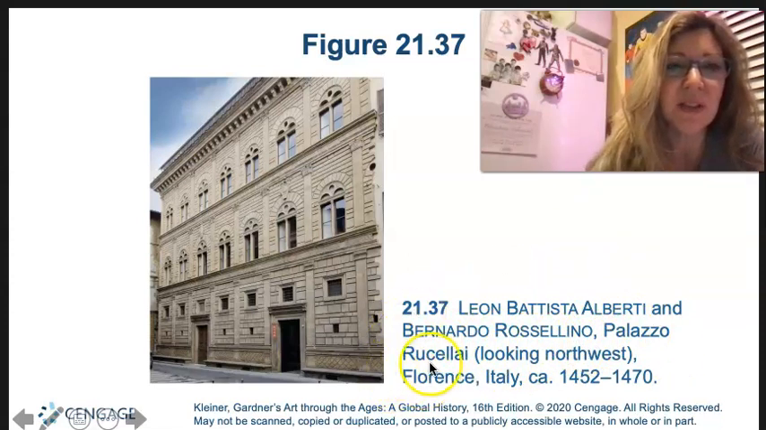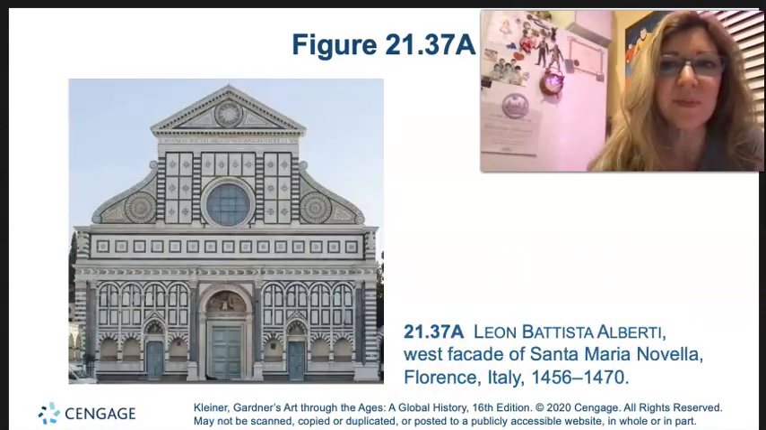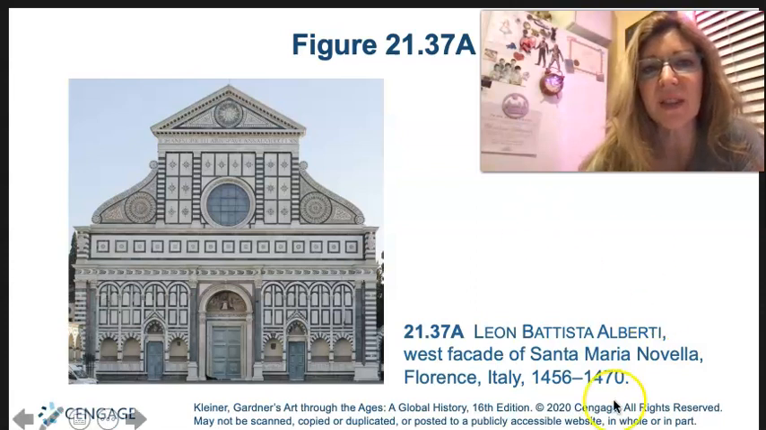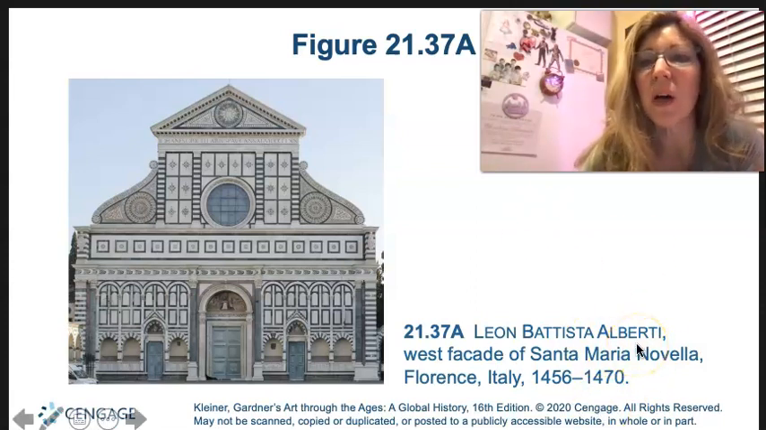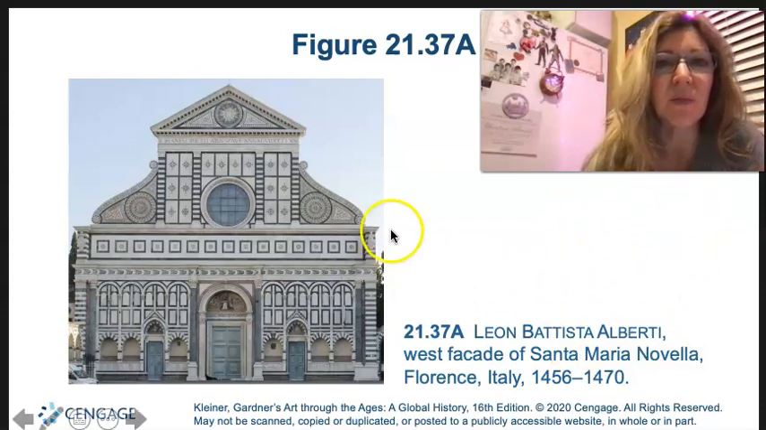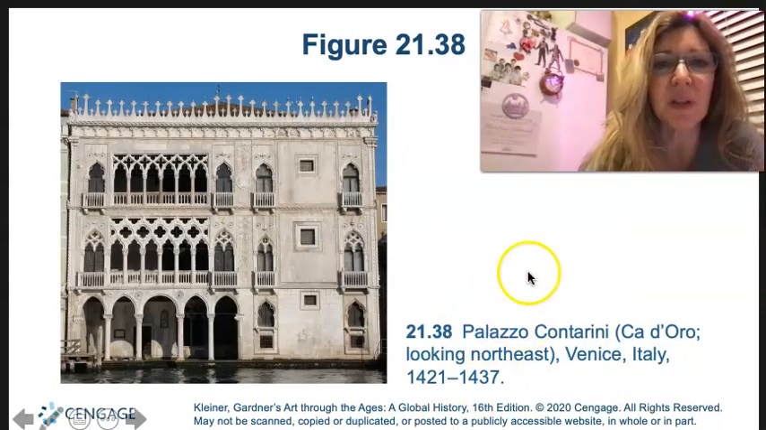Another palazzo, but this is not the Medicis, the Rucellai. Okay, here is Alberti's west facade of Santa Maria Novella. The architect Alberti, this guy, wrote influential treatises, which is the plural of a treatise, on painting and architecture. A treatise is like an argument where a conclusion is reached in education. So he had some really good arguments about architecture, and that was really popular.